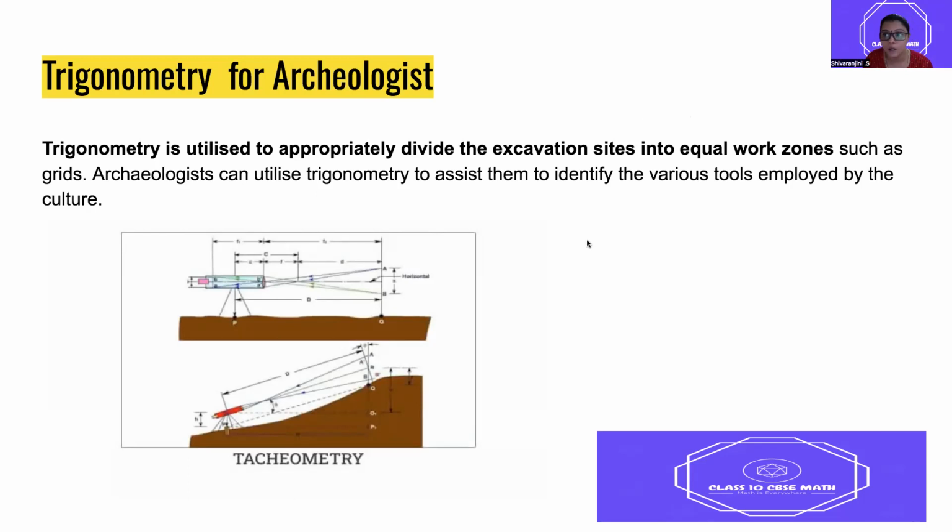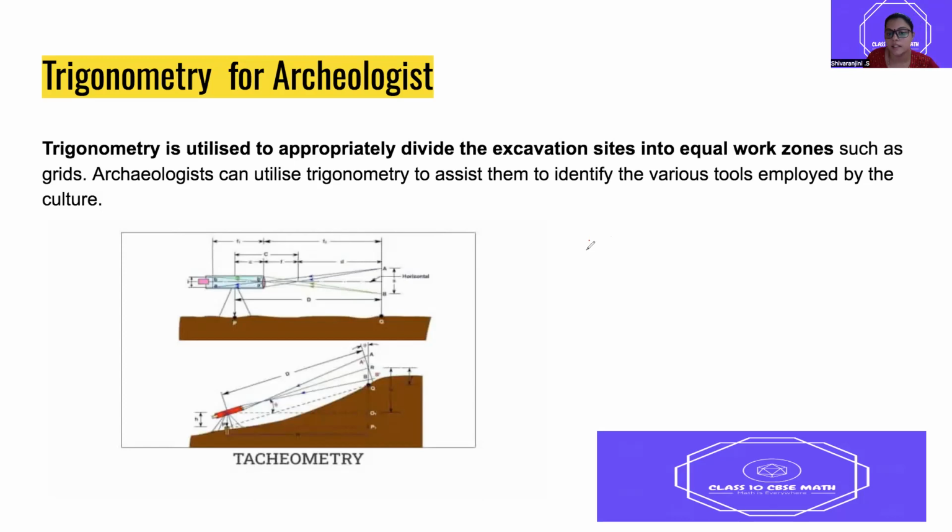So, an archaeologist does excavation of sites, a heritage site or some kind of a site, right? They excavate the land, dig into the mud, and then they have to discover something. So these people use trigonometry in the form of certain instruments.